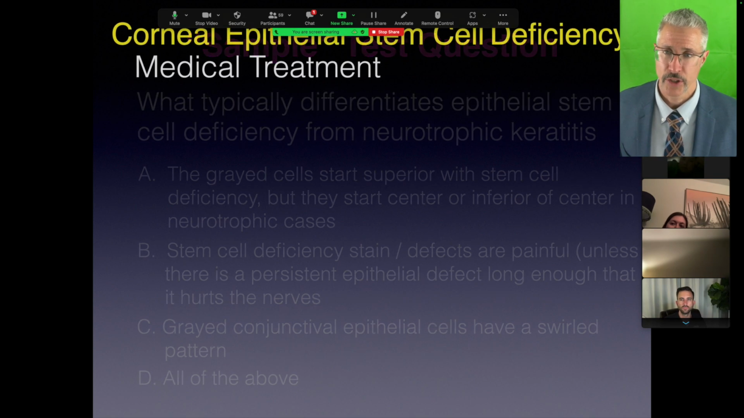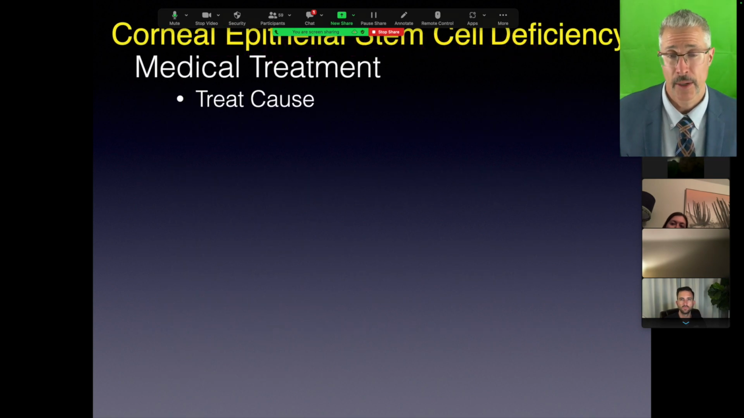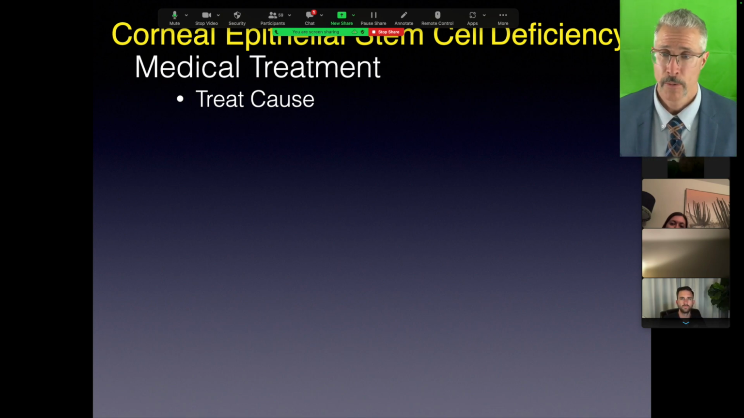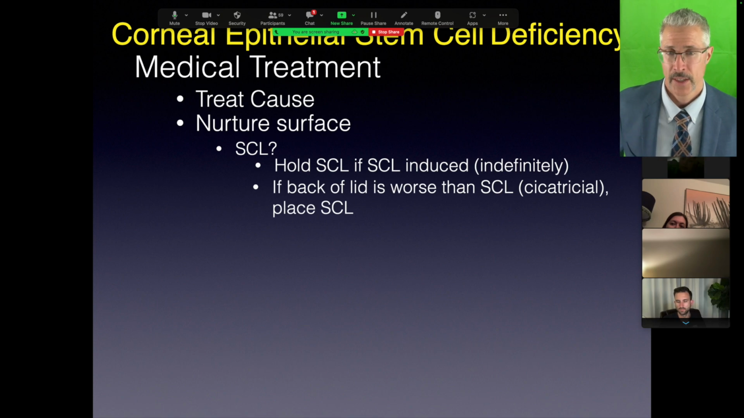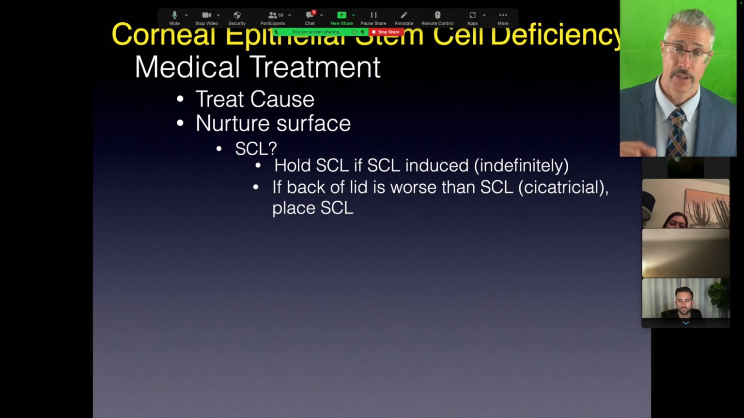Skip past those questions. Treatment, we're going to break it down to medical and surgical. Medical treatment, you want to treat the cause. Take away the cause, like we just alluded to on the other page. Nurture the surface. We've talked about all kinds of ways to nurture the surface. But wait a second. We usually talk about a soft contact to block friction.